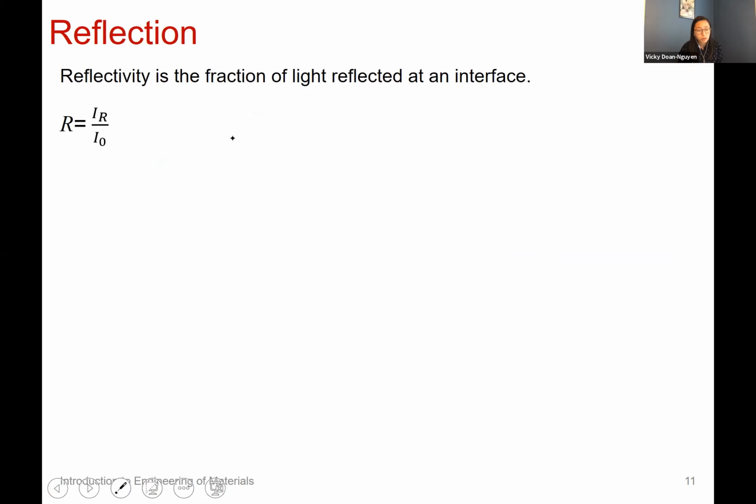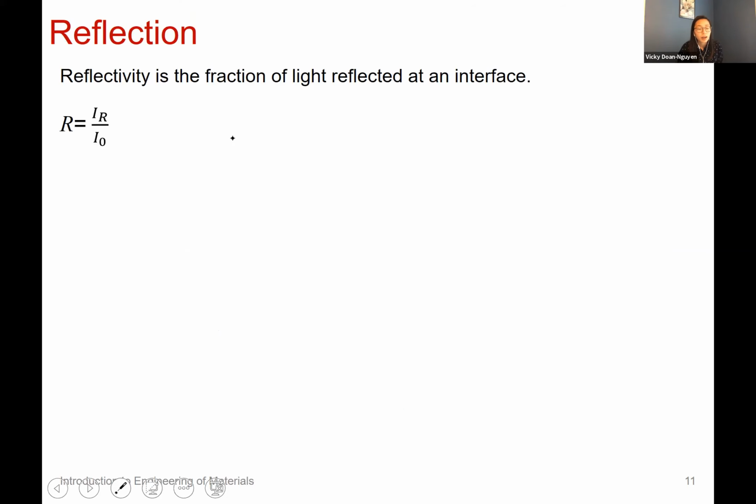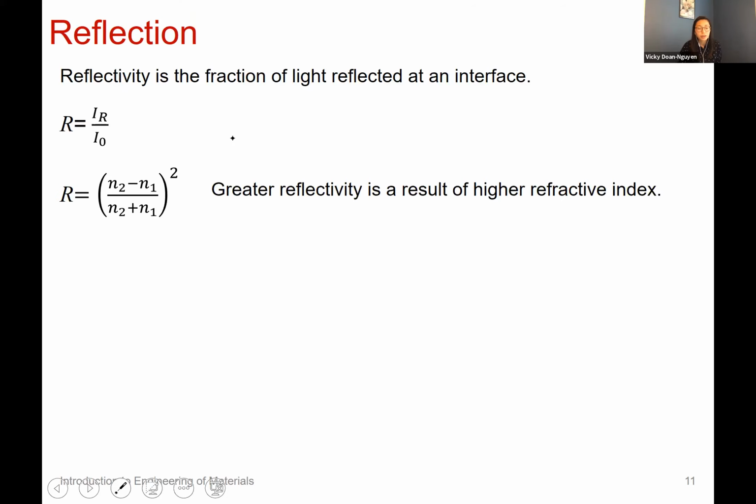We then went into refraction of materials and talking about the refractive index of ceramics and polymers. And when we talk about reflection, we talk about reflectivity, this ratio right here, I_R divided by I naught, being the incident intensity. In terms of the relationship of reflectivity to the refractive index, that tells us how much light is slowed down in your material.